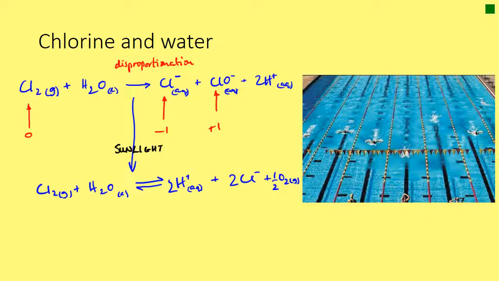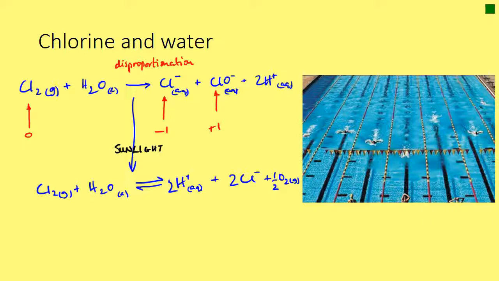We'll just review the oxidation states of chlorine. We've got 0 here as the element. We've got -1 as the chloride ion, and we've got +1. So that's the disproportionation reaction again. And so that's what you swim around in when you go to the swimming pool.